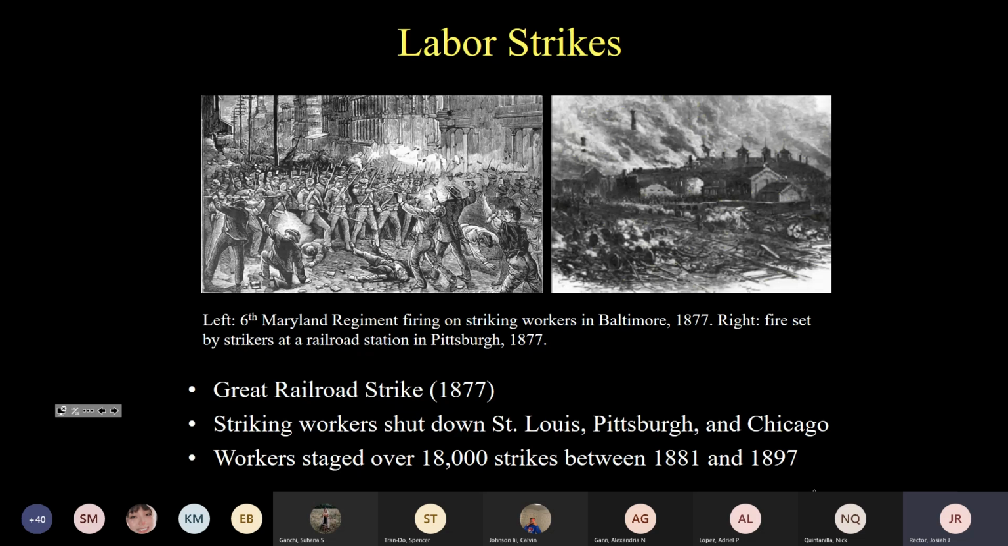There were mass strikes and rallies held across the country. The Great Railroad Strike spread to the great cities, and workers shut down most of the economy of Chicago, St. Louis, Pittsburgh, and dozens of smaller places. And it got very militant.